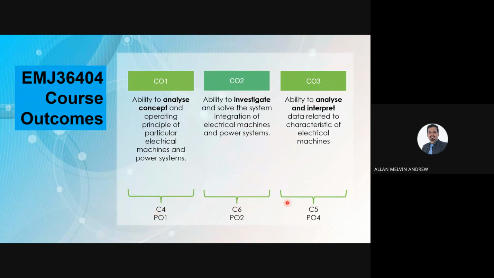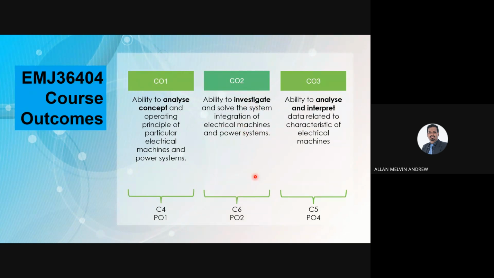See, this is complexity. So out of 6, this is 4 for CO1, and CO2 is covering C6, where most of our difficult questions will be coming from CO2. Which is the ability to investigate and solve problems in the integration of electrical machines and power systems. Meaning we will give you a situation, and you need to come up with a solution. First you need to investigate, then you need to do analysis, then you come up with a solution.